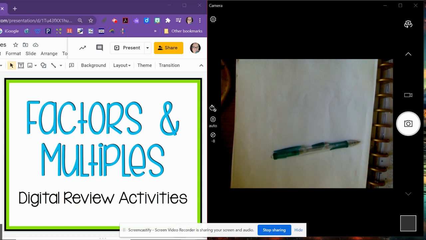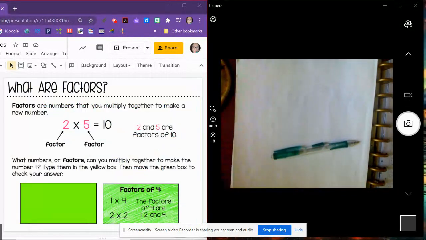Boys and girls, today we're going to combine what we've been learning with factors and multiples. So today's lesson is going to surround both of them. The big thing to remember is that factors are, what are factors? This probably looks familiar to you. I think I used it at the beginning of the week.